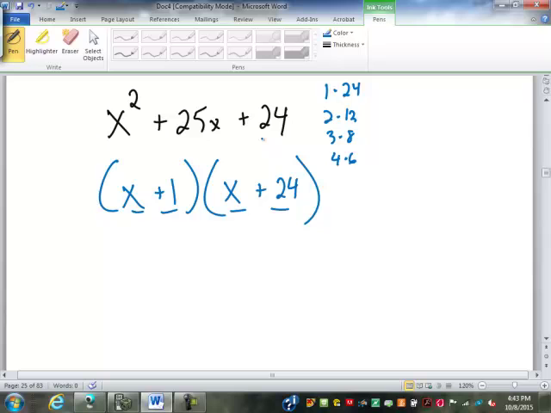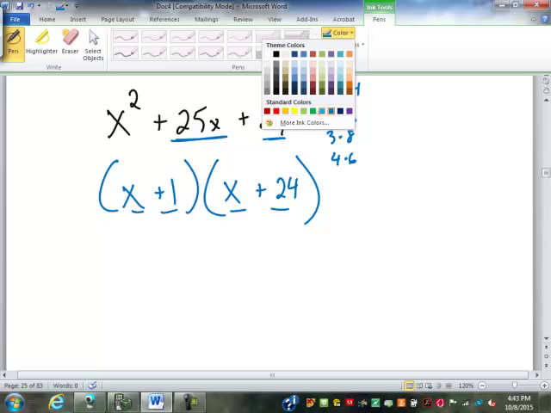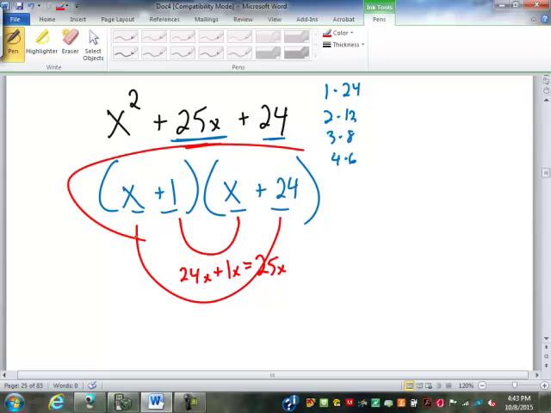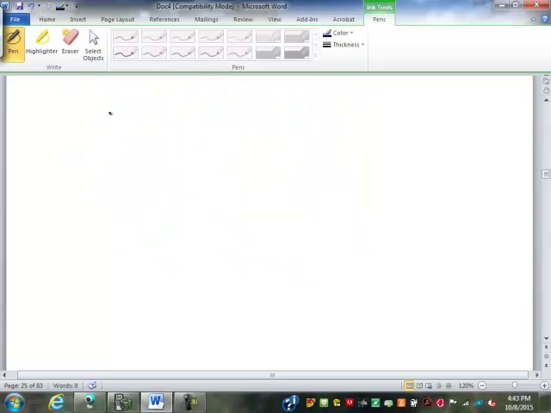Some of you are starting to see that they multiply to make this, but then they add to make that, right? So let's test just to see. X times 24 makes 24x. 1 times x, 1x. Adds up to 25x, which is what we want. So x squared plus 25x plus 24 is equal to x plus 1 times x plus 24. So try this one. Try that in your notes.